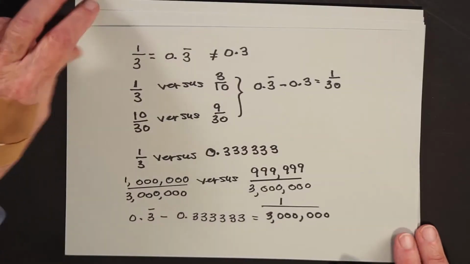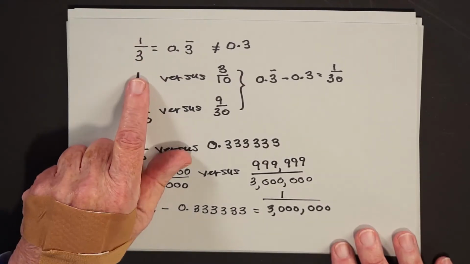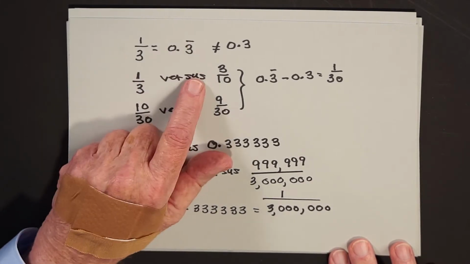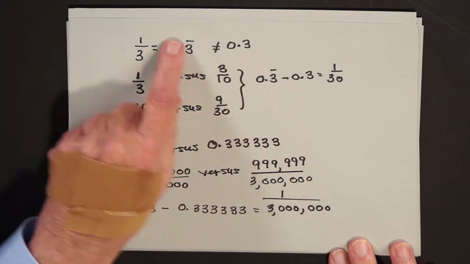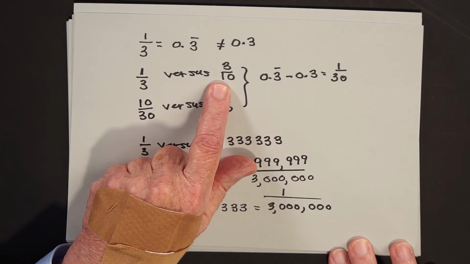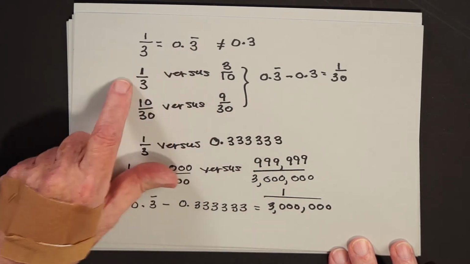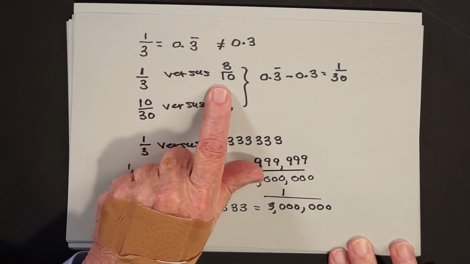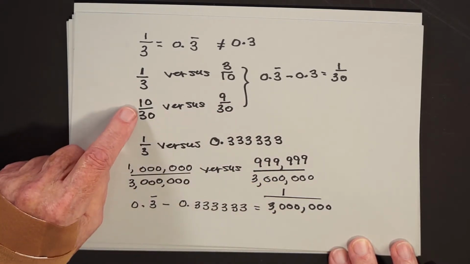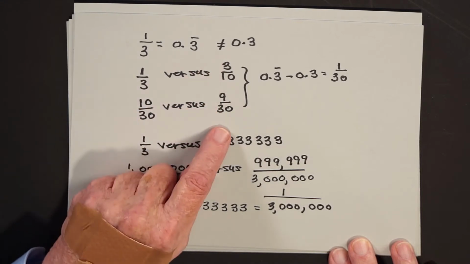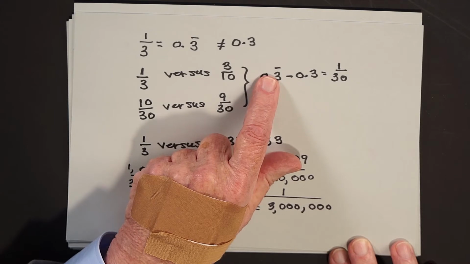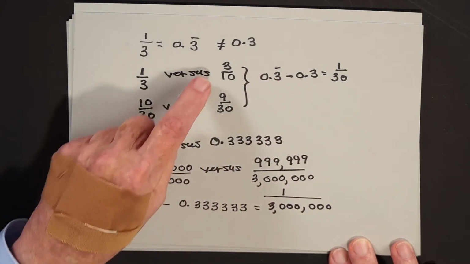Let me just go on and show you what I mean by the real world. 1/3 written as a decimal would be exactly 0.3 bar. It wouldn't be 0.3. A lot of people like to leave the bar out. Why is that? 0.3 would be 3/10, and 0.3 bar is 1/3. Let's compare the size of 1/3 and 3/10. We need a common denominator. 1/3 is 10/30. 3/10 is 9/30. Now we have a common denominator. So 0.3 bar exceeds 0.3 by what?